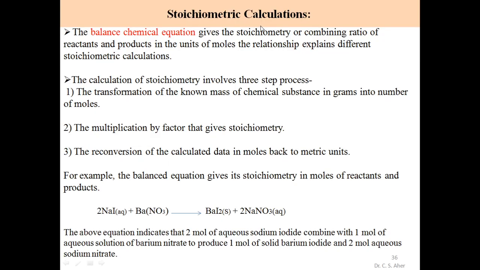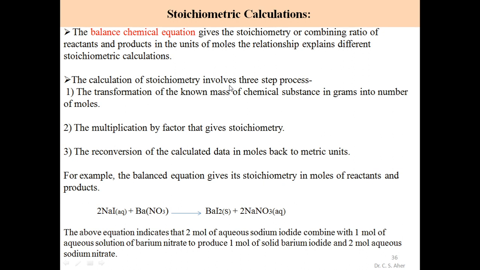So the stoichiometric calculation. The balanced chemical equation gives the stoichiometry, or combining ratios, of a reactant and product. When we write any chemical reaction in its balanced state, what does it give? It gives these combining ratios of reactant and product in the unit of moles, and this relationship explains different stoichiometric calculations. It gives the combination of reactants to form product in the balanced chemical equation. It gives a unit relationship between them in the unit of moles.